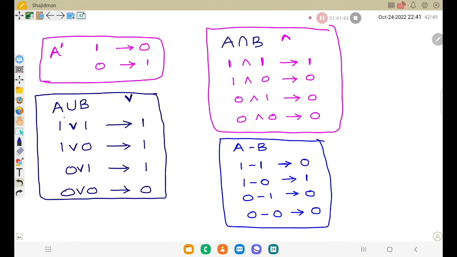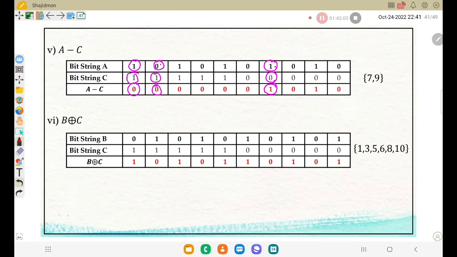A complement. One more time I will tell. A complement means not in A. Correct? Union means or. And intersection means and. Okay. Minus means like this. Now what is the next operation we need to do is symmetric difference.